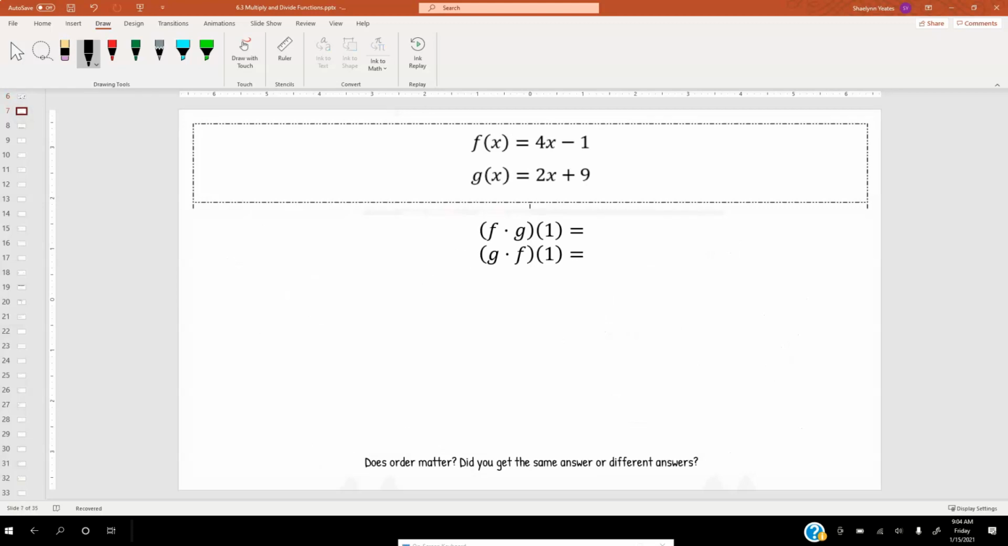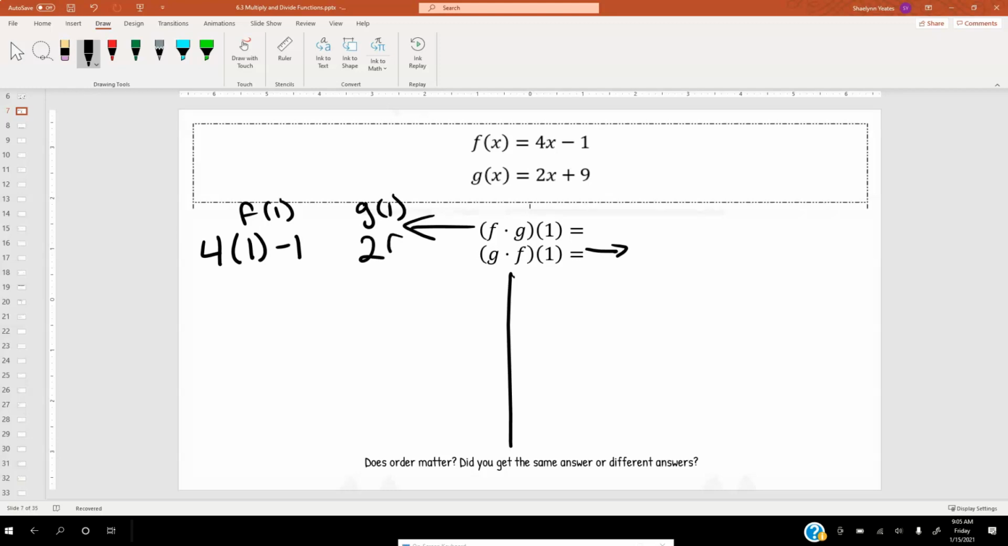So let's do f times g of 1, and then g times f of 1. So I'm going to split this in half. This one's going to be on this side. This one's going to be on this side. So f times g of 1, let's do 4 times 1 minus 1. So this is f of 1. I'm going to find g of 1. And this is 2 times 1 plus 9. 4 times 1 is 4, minus 1 is 5. So it's going to be 5 times. And this is 2 times 1 is 2, plus 9. So this is 11. And 5 times 11 is 55.